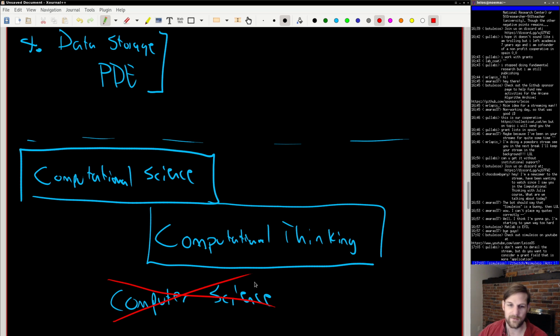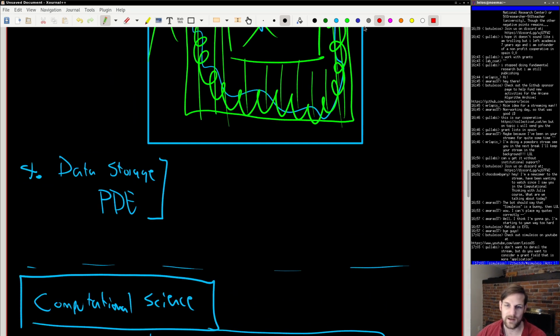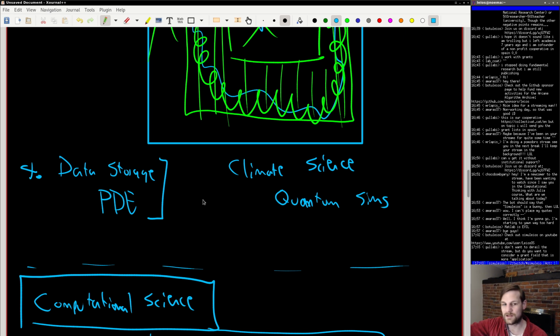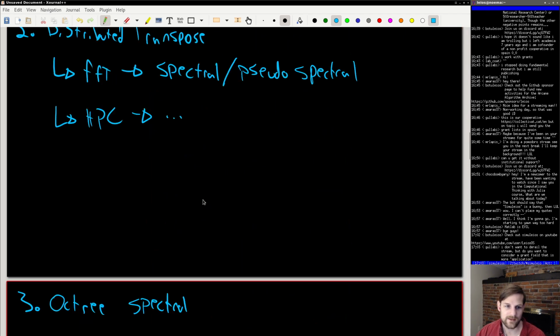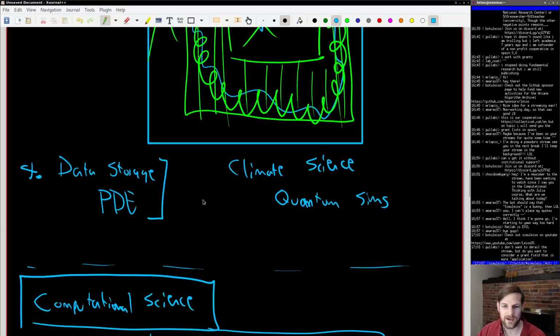I mean, all of these have really good applications, right? Like this one here, for example, these two here, both of these are basically anything from climate science to basically any PDE solve. So climate science, quantum simulations, it's just a huge area. Basically anything in computational physics fits in under these, right? And same with this one up here with the distributed transpose.